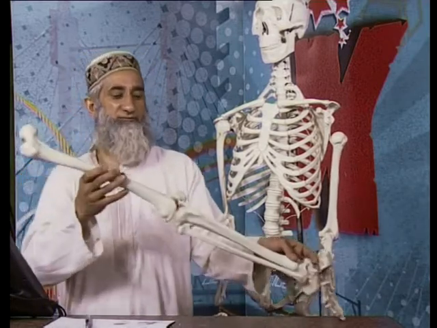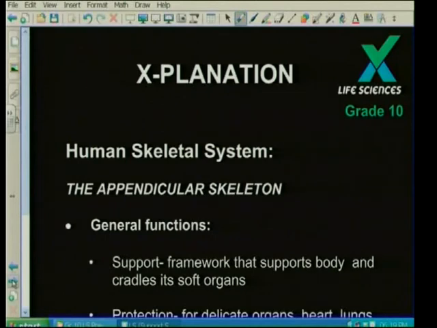One modification here is that one of the tarsals is a large bone, the heel bone or the calcaneum. And this is significant because it gives us additional support when we are walking or standing. So those are the bones of the lower limbs. Let's go back to our slides and take it from there.